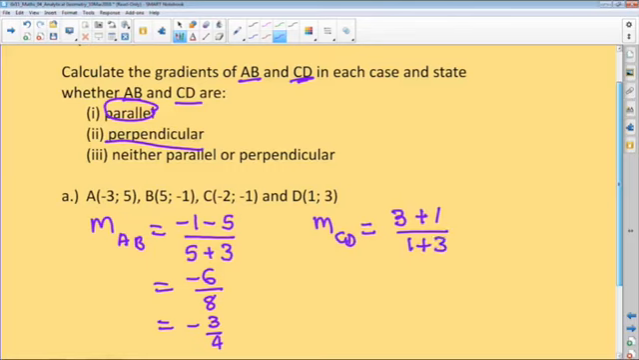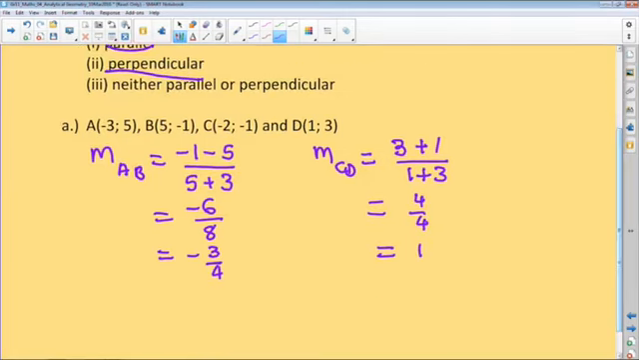Now remember, for these two, to tell if they are parallel, they should have the same gradient. And if the product of their gradients is equal to minus 1, then we'll conclude by saying they are perpendicular. So you get 4 over 4, and that is 1. Goodness, they are not the same. And number 2, if you multiply the two gradients, you don't get a minus 1. So for this particular problem, they are neither, okay?